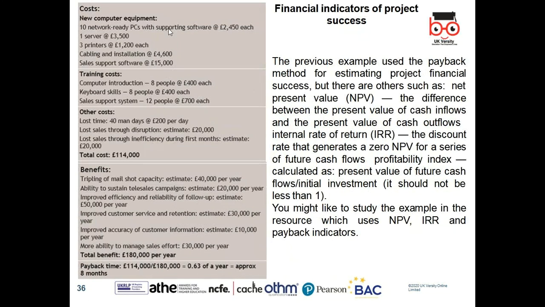Cost is just a financial indicator of the project. For example, 10 network pieces, supporting software, one server, 3 printers and cabling can be a project, along with new computer equipment. Then training cost: how much will be required to train people to use the system. Then what benefit there will be if we are successful. And payback: how long will it take to get back the money invested in the project.